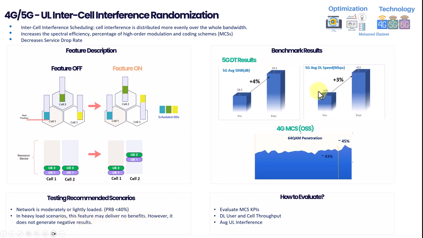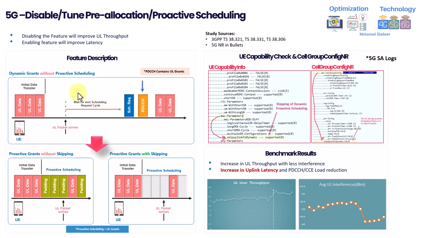And this is just a quick result from 5G draft test results. We observed around 4% improvement in the SNR. We have the same feature for uplink and downlink, by the way. And here I showed the downlink, but it was almost the same for uplink as well. And here was the MCS. It was improved from 43 to 45%. So this is about the downlink, but uplink also has the same performance. And in general, you need to evaluate MCS, downlink and uplink throughput, and average uplink interference in case you would like to gauge again. So this one is applicable for downlink and uplink.